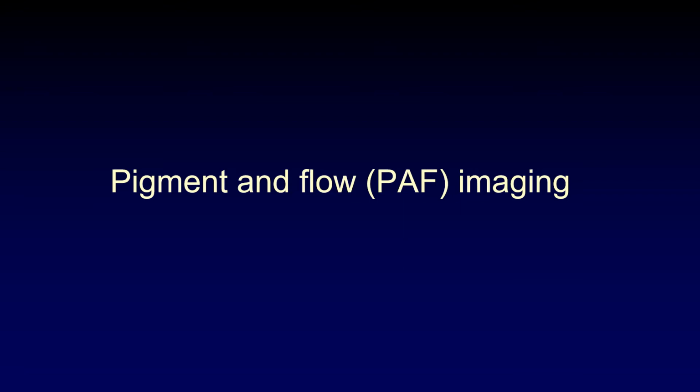But as we are doing the clinical study by using the Jones matrix OCT, we gradually find that the information we can obtain from the Jones matrix is a little bit too much. Then we started to think of properly reducing the information of the Jones matrix OCT. This part of the project, we call pigment and flow imaging, path imaging.